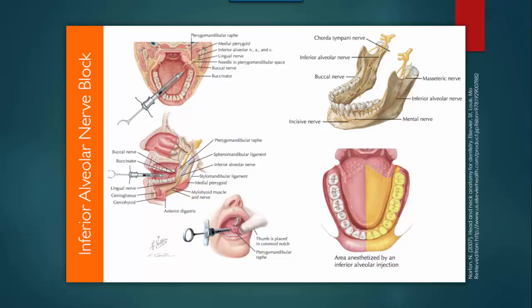So once you have hit bone, you'll aspirate 3 times. Aspirate once, negative. Make a quarter turn and aspirate again, negative. Make another quarter turn and aspirate again. If all of the aspirations are negative, then begin depositing the anesthesia at the rate of 1 cartridge per 1 to 2 minutes.